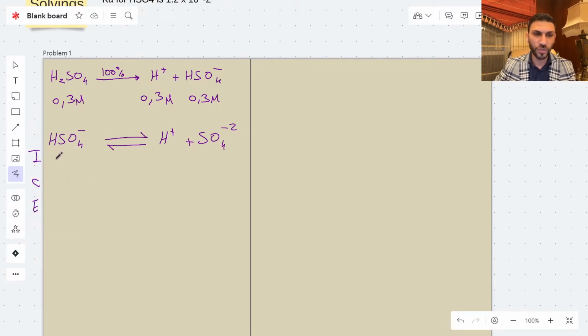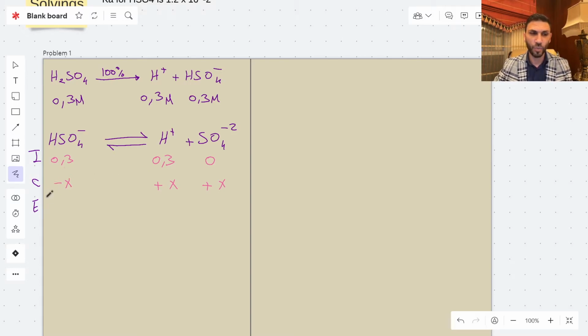So the initial concentration is 0.3 molar. And the initial concentration also of H positive is 0.3. And the initial concentration of SO4 negative 2, we don't have this species in the first reaction, so it's going to be 0. In the change, because the HSO4 negative is being consumed, is being ionized, so it's going to be negative X. H positive is being produced, so positive X, and SO4 negative 2 is also positive X.